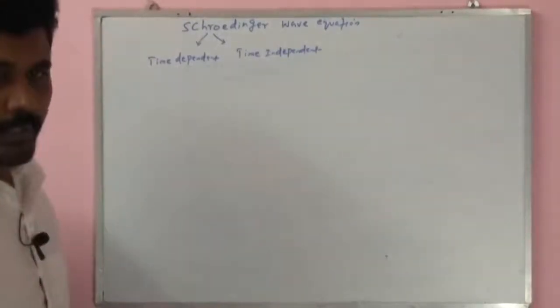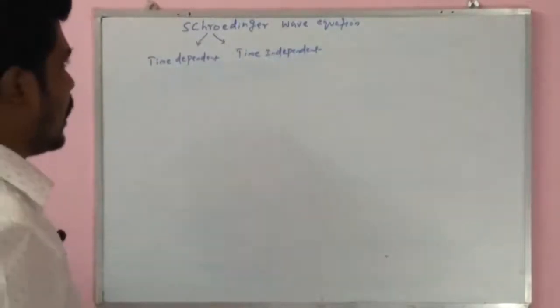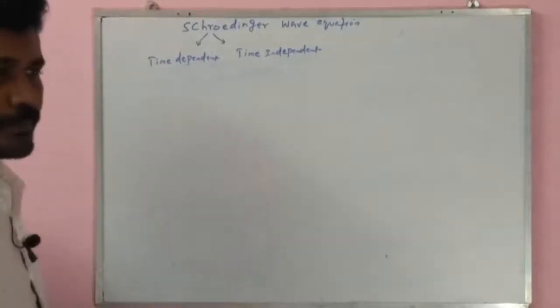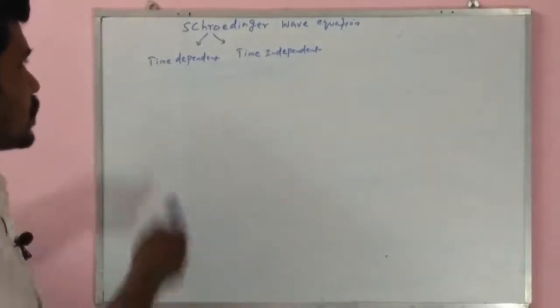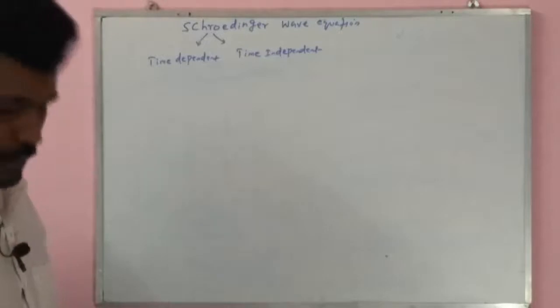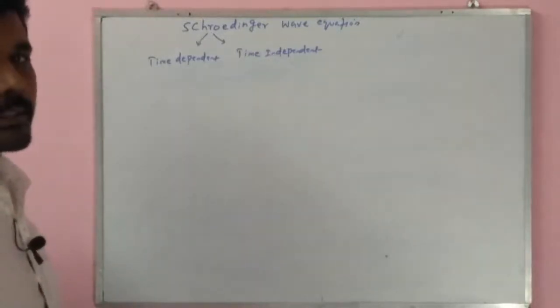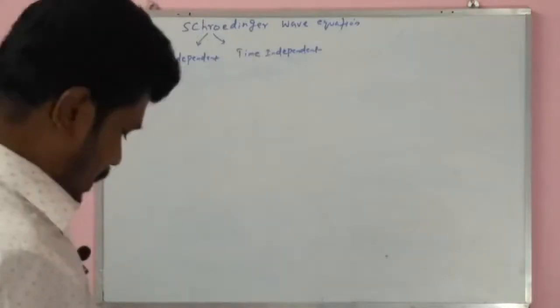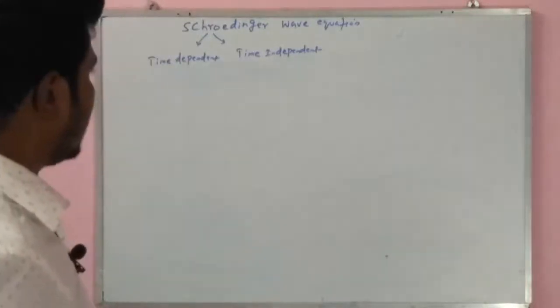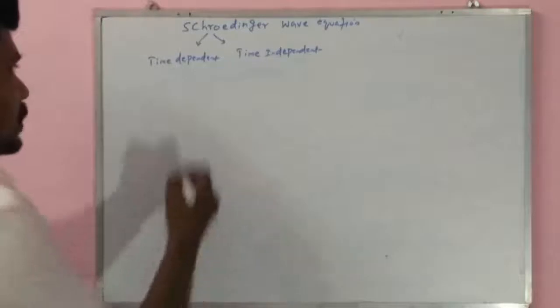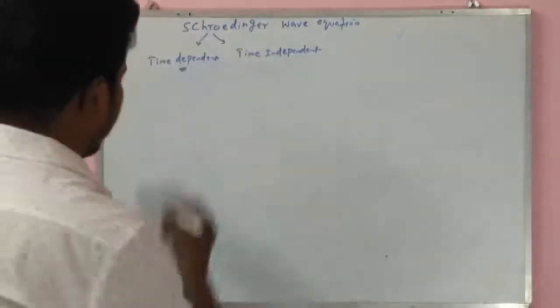Schrodinger wave equations. The wave-particle nature is described by a mathematical equation known as the Schrodinger wave equation. There are two types of Schrodinger wave equation: the time-dependent wave equation and the time-independent wave equation. First of all, we find the time-dependent wave equation. First case.